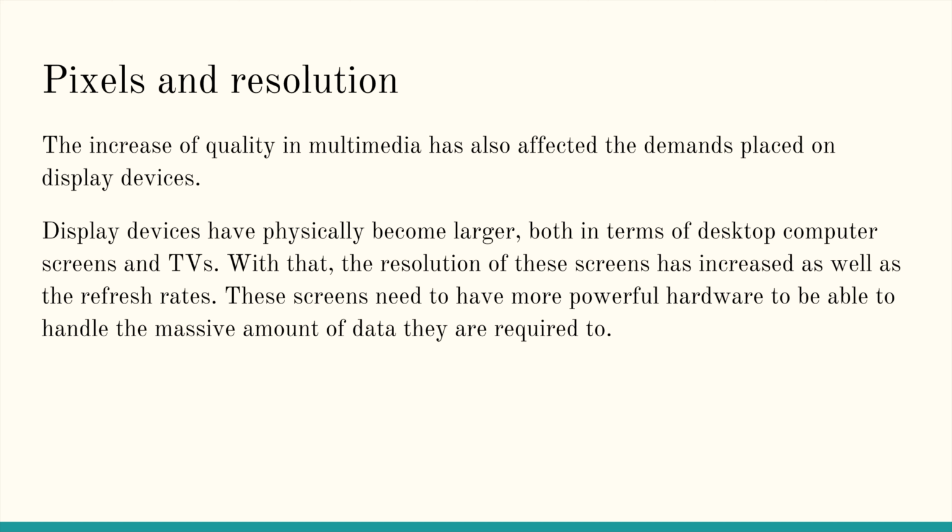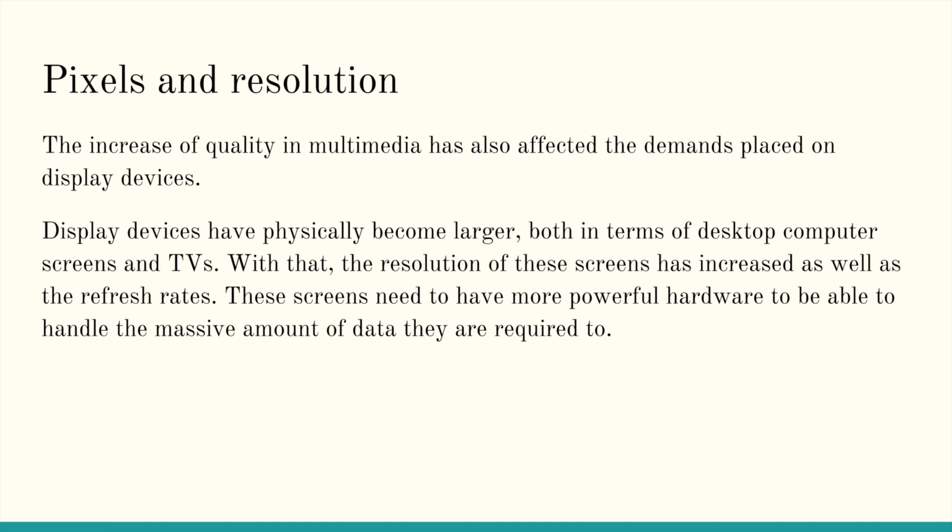Pixels and resolution. The increase of quality in multimedia has also affected the demands placed on display devices. So display devices have physically become larger, both in terms of desktop computer screens and TVs. You can see that with just how large TVs are now compared to even 5 years ago. They're quite large now and they're getting bigger all the time. With that, the resolution of these screens has also increased to make sure we maintain a clear picture, as well as the refresh rates on the TV as well.